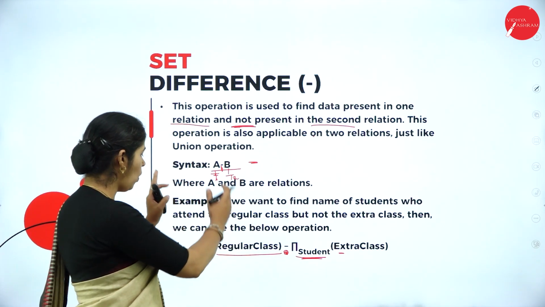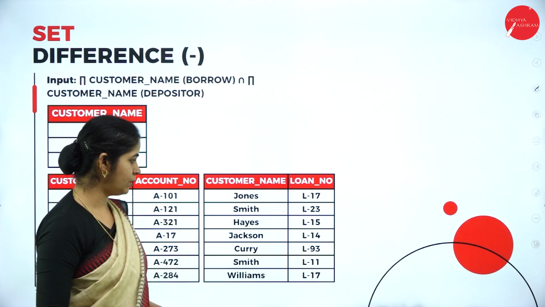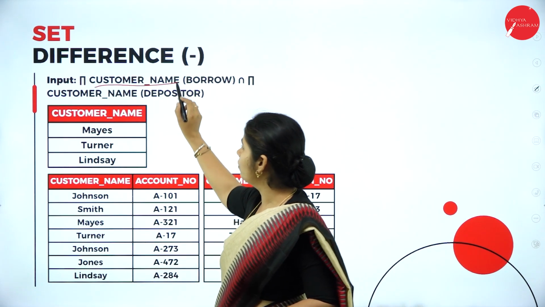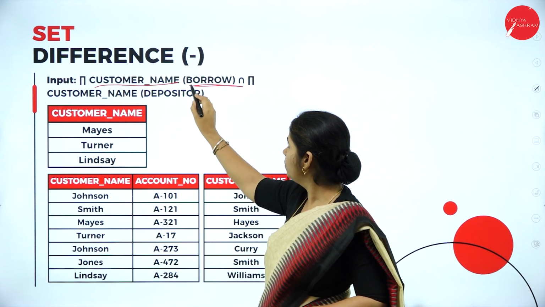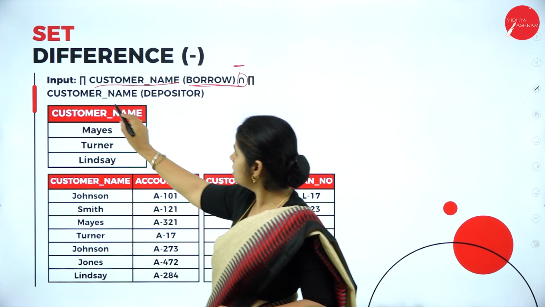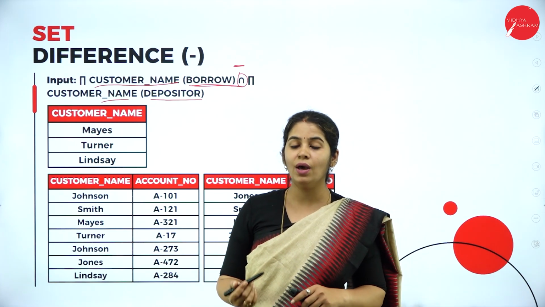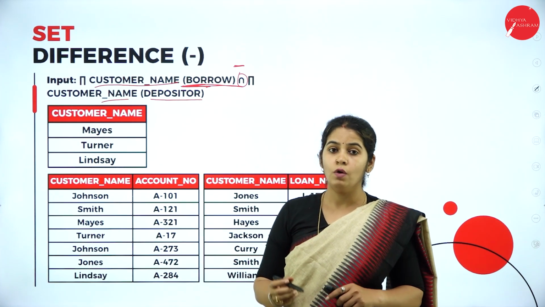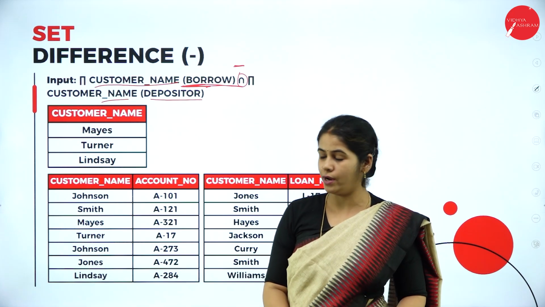So it will give all the students who are present in the regular class but not in the extra class. One more example: the input is customer name. We have to fetch the customer name from the borrower, minus the customer name from the depositor. It means you have to find only the customers who are in the borrower, excluding those common to borrower and depositor; those should not be projected.